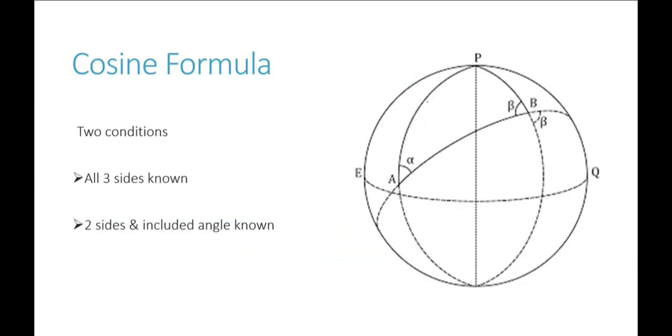Very good. So that seems clear. As I told you, this formula is applicable in two conditions: when all three sides of the triangle are known, or when any two sides and the included angle are known. So whenever you see a spherical triangle in which any one of these conditions applies, you can use the cosine formula to find out the remaining parts of the triangle. All the parts of the triangle can be found. Okay.